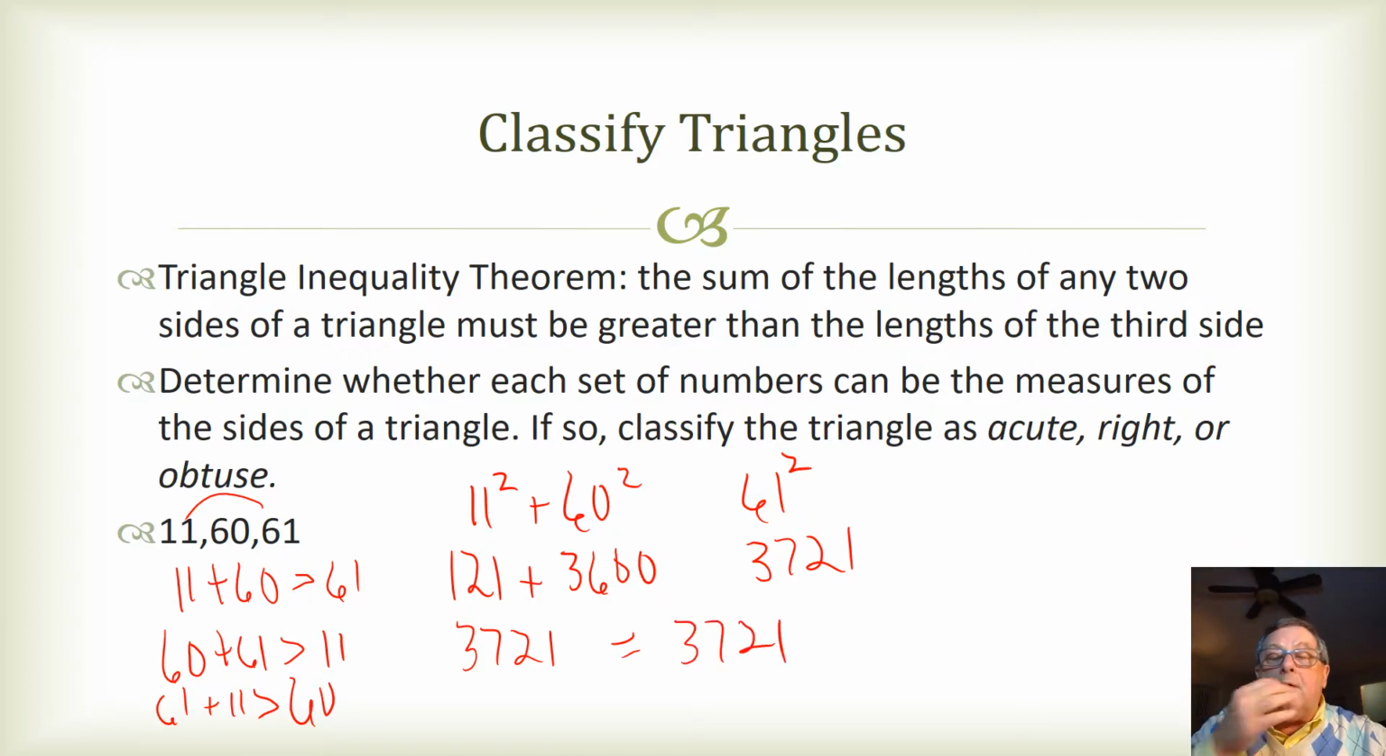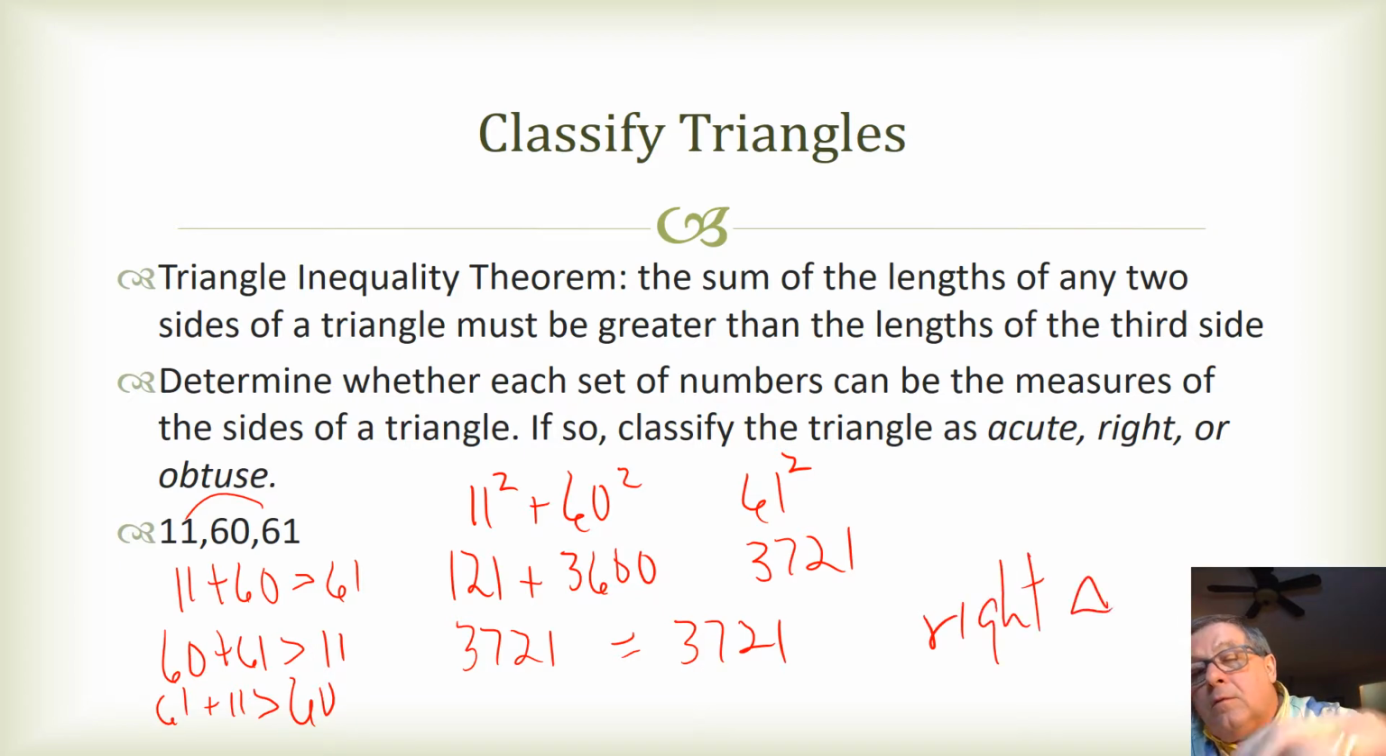All right, well, since a squared plus b squared is equal to c squared, then this has got to be a right triangle, because a squared plus b squared equals c squared. We're going to look at two more, and I know you cannot wait.